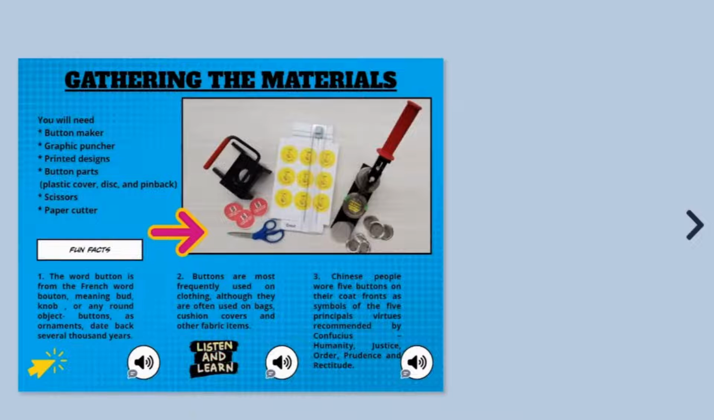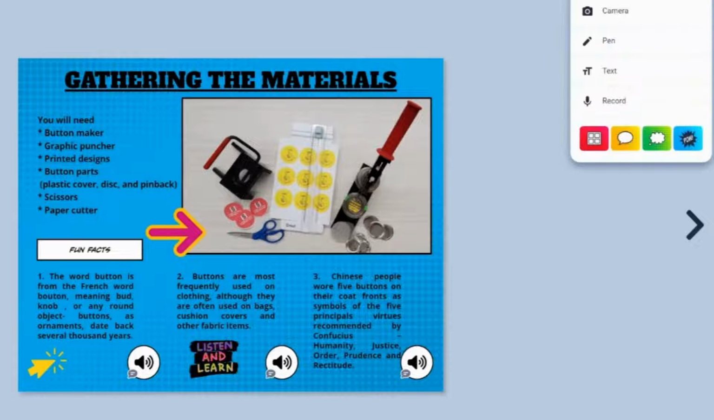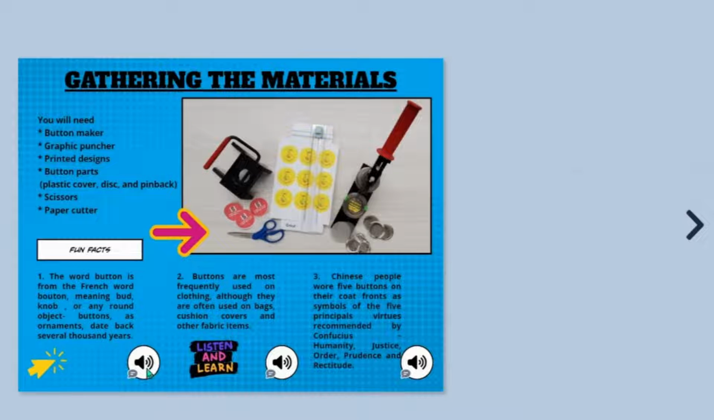So I'm in the edit mode because I want to show you how some of the effects work in Book Creator. So in Book Creator, you can add your sound. So I can go to plus and I can go to record and I can record sound bites. And that's what these three are. They are sound bites. So let's listen to one.